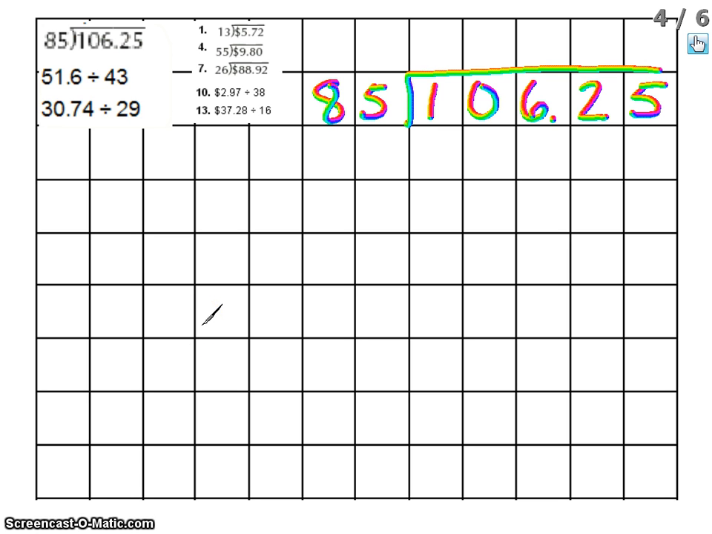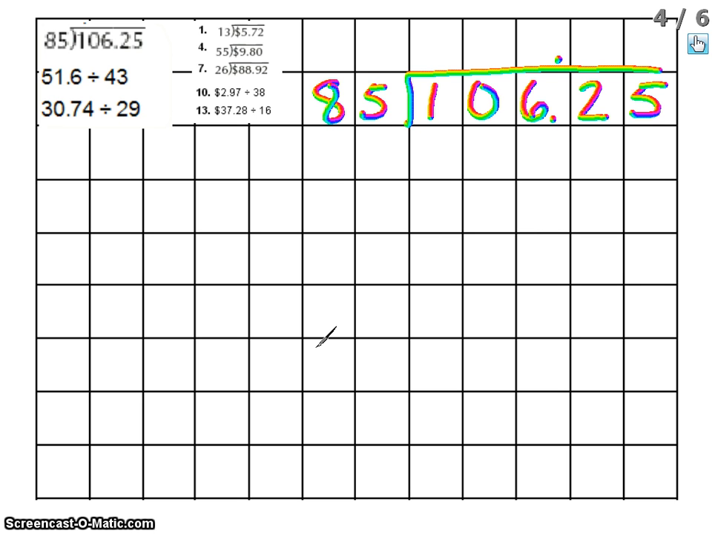So we're first of all going to take a look at an example of a two-digit number going into a decimal. We have 106 and 2500ths divided by 85. Before we do any dividing at all, we're going to take the decimal and move it right up into the quotient. After that, we can just start dividing like we normally have been doing with whole numbers divided by whole numbers.